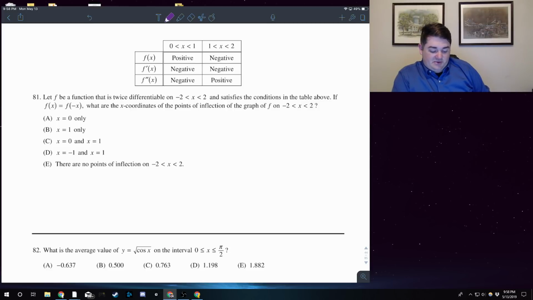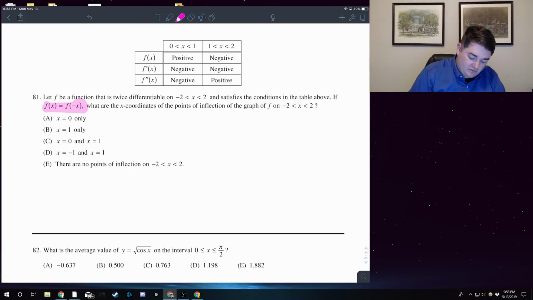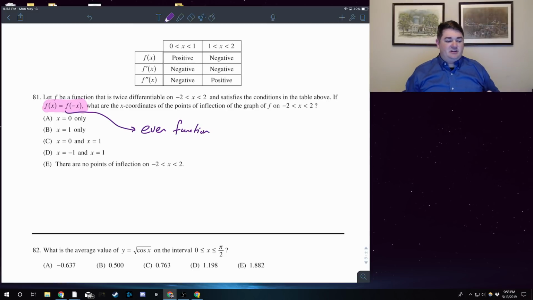If f of x equals f of negative x, all right, so they're being sneaky. What are they saying without really saying here? F of x equals f of negative x means that this is what we call an even function. It's an even function. It's symmetric across the y-axis. Who's our most famous even function? I would say either x squared or cosine x.